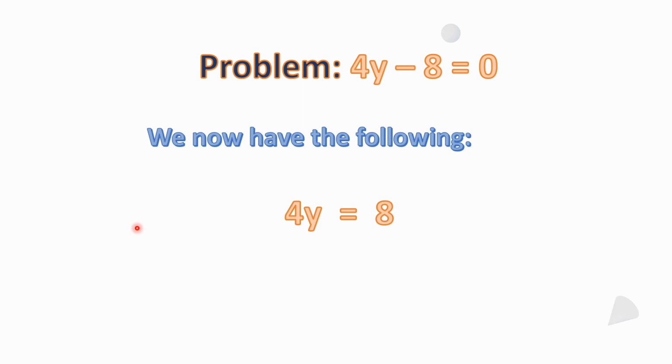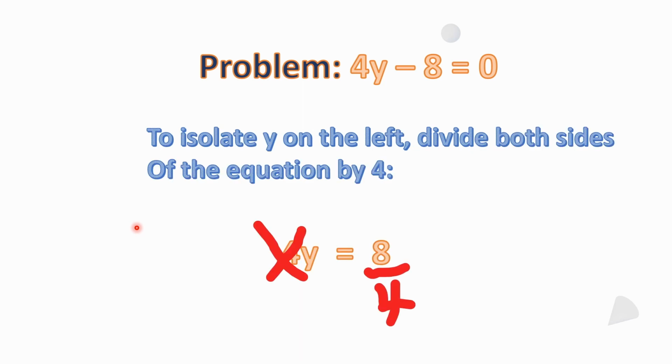So how can we simplify that further? Well, what we can do is to isolate y on the left, we can divide both sides of this equation by 4. So 8 divided by 4 would end up being 2, and on the left side, we should end up with just y. So when we do this, we have y equals 2.